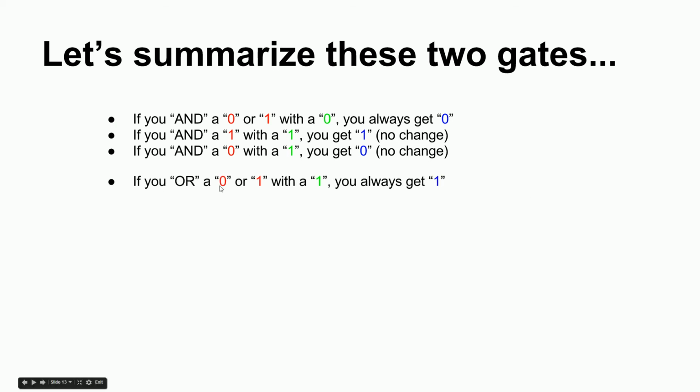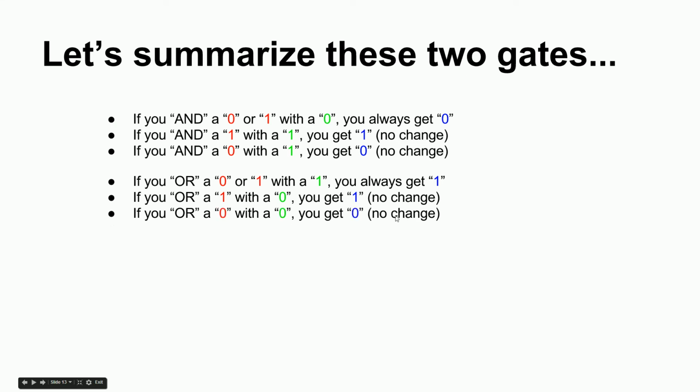Likewise with the OR, if I OR anything, a 0 or 1, with a 1, I always get a 1 output. Because I've guaranteed, by making one of the inputs 1, it doesn't matter what the other input is, I get a 1 with the OR operation. If I OR a 1 with a 0, I get a 1, no change. And if I OR a 0 with a 0, I get a 0, no change.